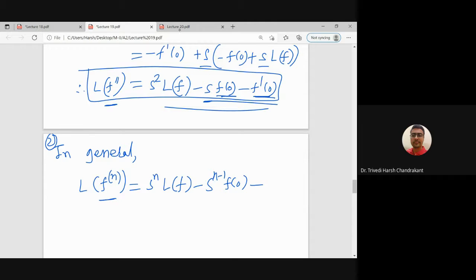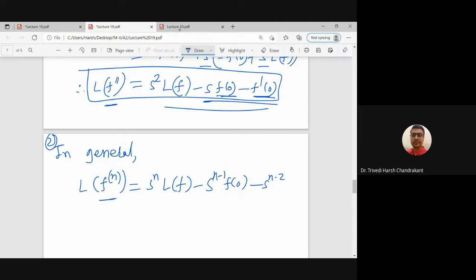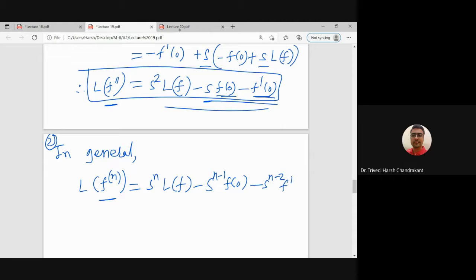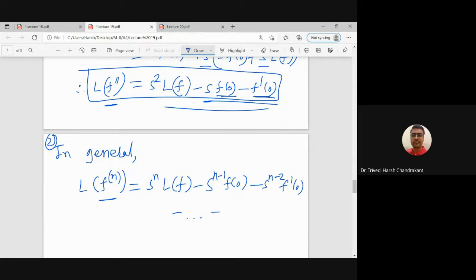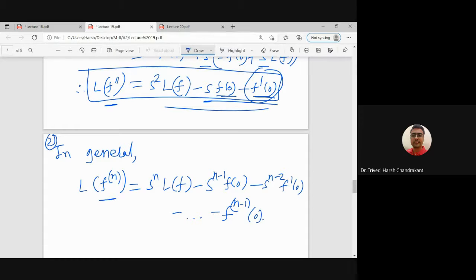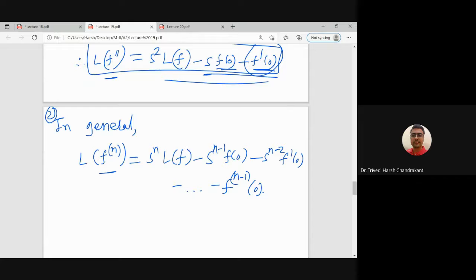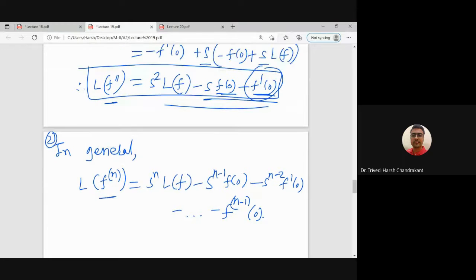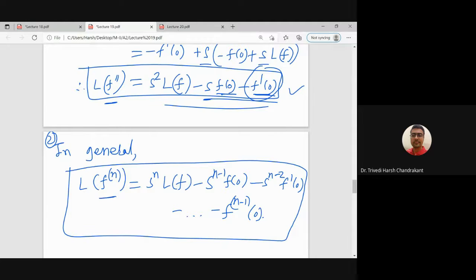All terms are minus in this part. The second term will be s power n minus 2 times the first derivative at 0, and so on. The last term doesn't involve s, so what we get is the n minus first derivative of the function at 0. So using this pattern, we can guess the nth derivative formula.